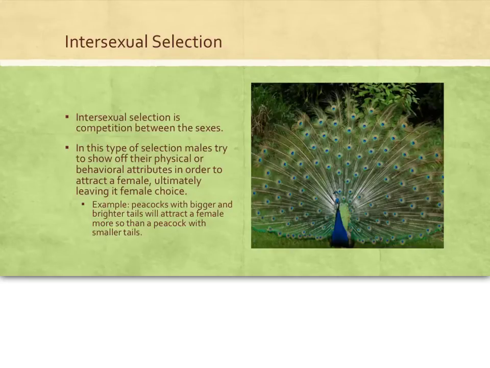Intersexual selection is competition between the sexes. In this type of selection, males try to show off their physical or behavioral attributes in order to attract a female, ultimately leaving it to female choice. For example, peacocks with bigger and brighter tails will attract a female more so than a peacock with a smaller tail.